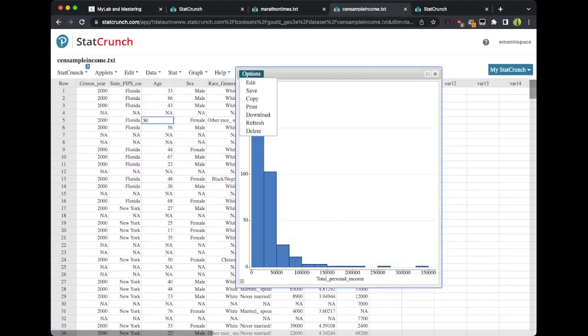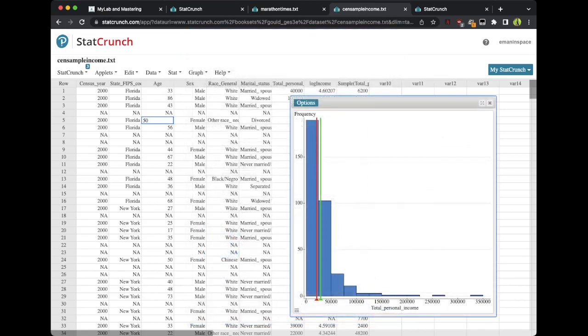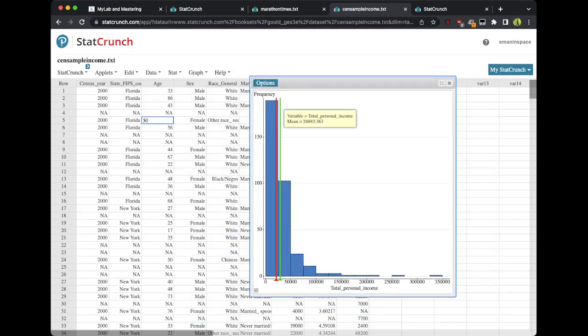So I'm going to click Options, go to Edit, and I want to have it put the markers for the mean and the median. Then I'm going to say Recompute so we can see them. This is saying that the mean amount for income, and you would not use this one, is $28,883, and that the median is $21,000.